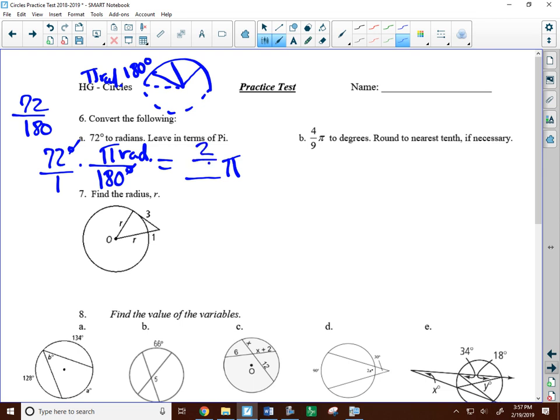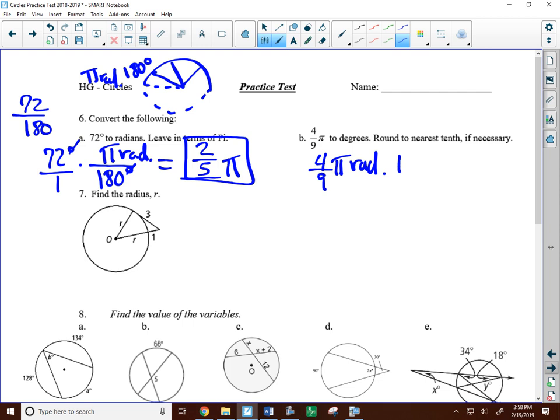I prefer reduced, 2/5 or 0.4. Let's do this one. I want to say one more thing about radians. It's the reciprocal here to convert radians to degrees. So that's 4/9 pi radians.